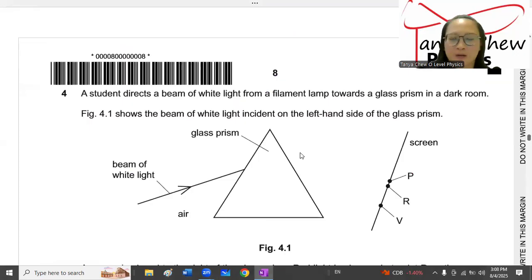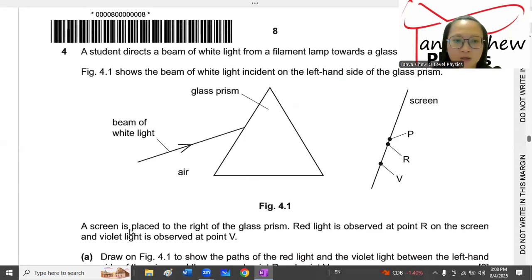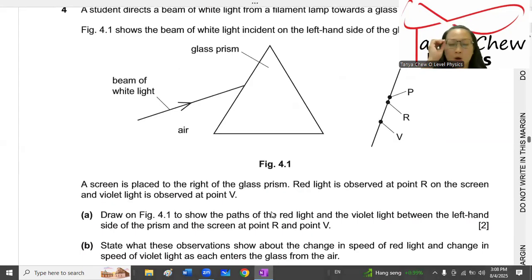Now, question number 4. A student directs a beam of white light from a filament lamp towards a glass prism in a dark room. Fig 4.1 shows the beam of white light incident on the left-hand side of the glass prism. A screen is placed to the right of the glass prism. Red light is observed at point R on the screen and violet light is observed at point V. A. Draw on Fig 4.1 to show the path of the red light and the violet light between the left-hand side of the prism and the screen at point R and point V.